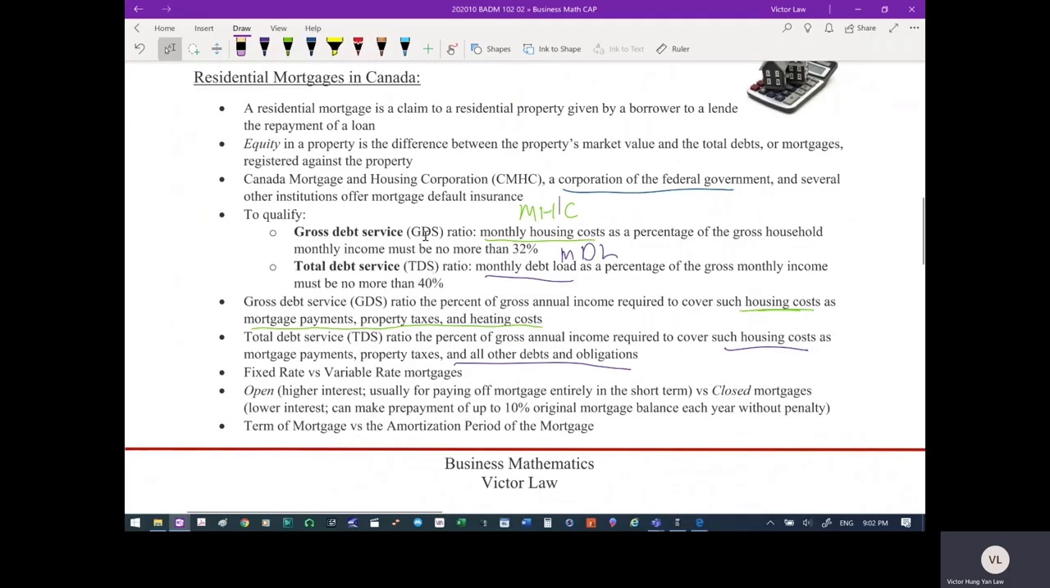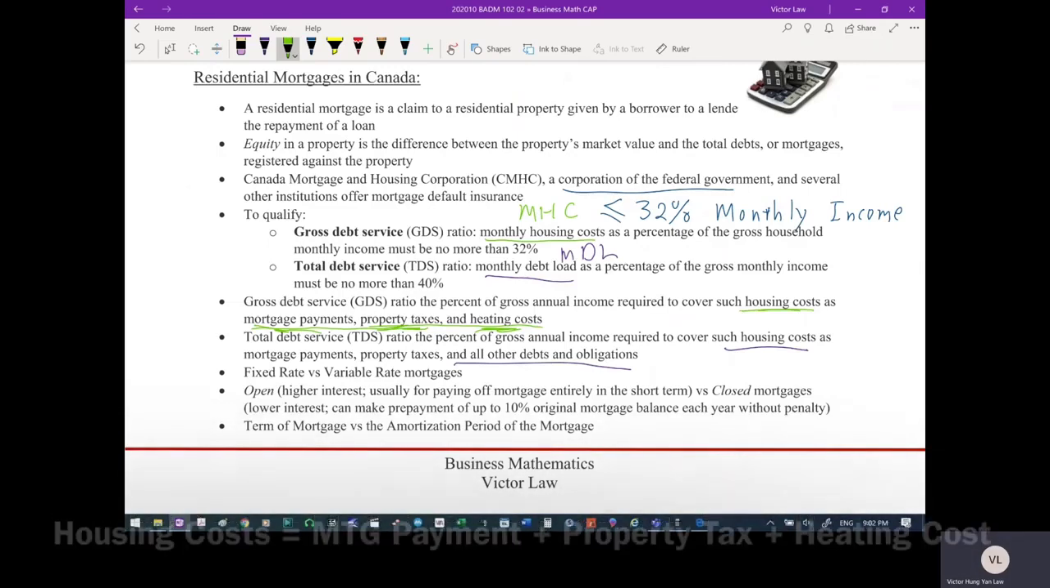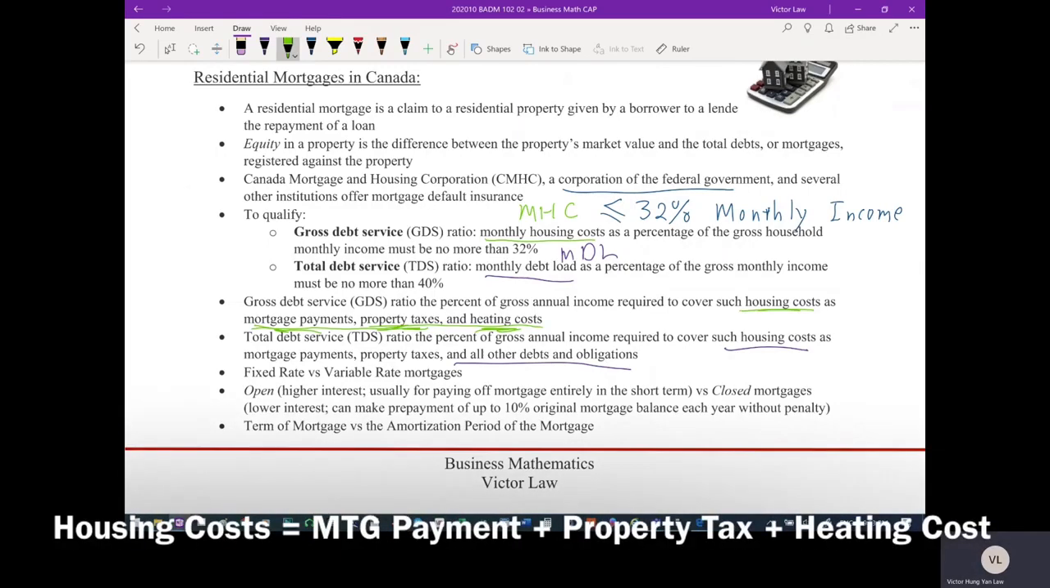What the GDS states is that your housing cost should be no more than 32% of your monthly income. So your monthly housing cost, your MHC, should be less than or equal to 32% of your monthly income. And your monthly housing cost includes your property tax, your mortgage payment, the utility and heating cost. So it's not just the mortgage payment, it's the mortgage payment plus the property tax plus the heating cost, your utility, and so on.